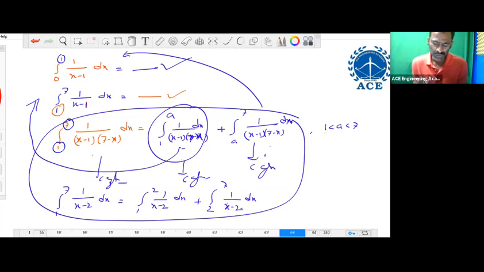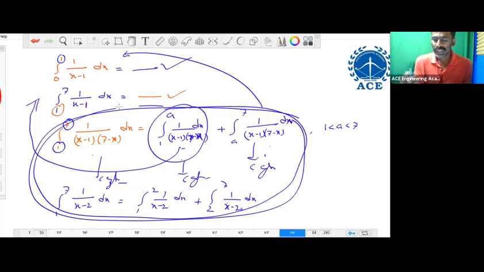because this function is not defined at 2, not defined means not continuous, discontinuous. At this discontinuous point between 1 and 7, break the interval and write the integral as a sum of two integrals and check the convergence of each only. So this is called indirect evaluation only, not direct evaluation. We cannot do the direct integration only. But in these two cases, we can do the integration directly.